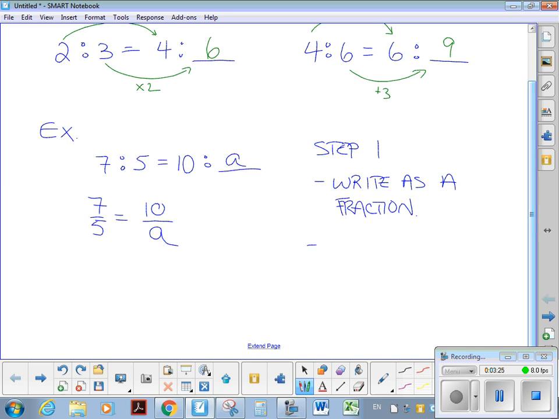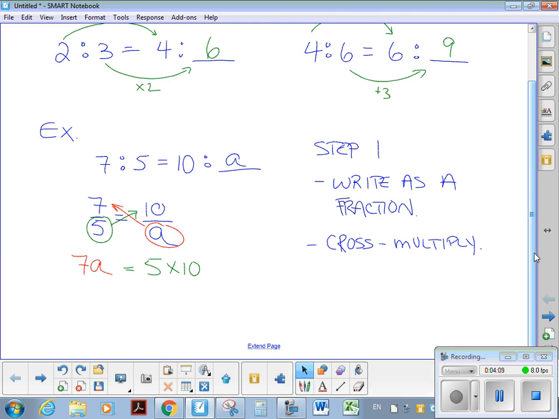Step 2, cross multiply. Now, cross multiply means we take the denominator, the bottom number on one fraction, and we multiply it up here. So that means 5, I'm going to put this extra step in so that when you get the notes, you can see the steps. So we do 5 times 10. So there's the one cross multiply, and 7 times A, and that is just 7A. And it's the same thing every time. 7 times A is just the number and the letter side by side.